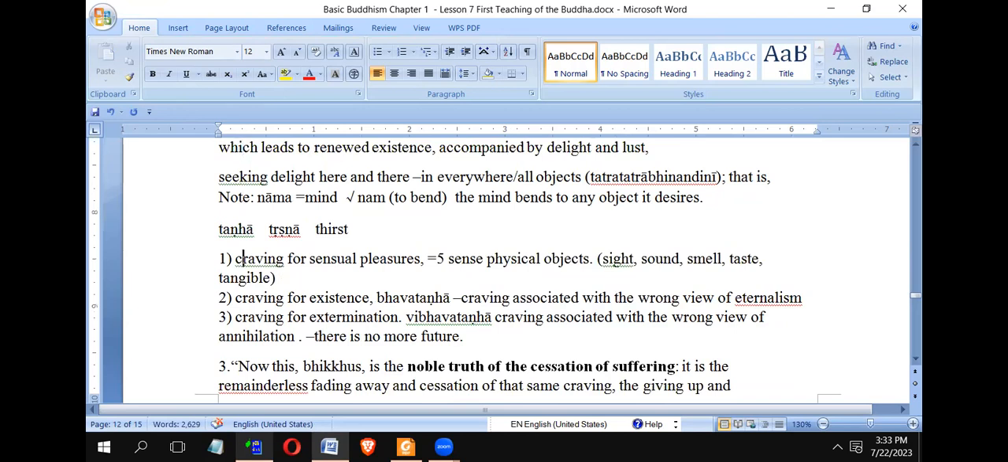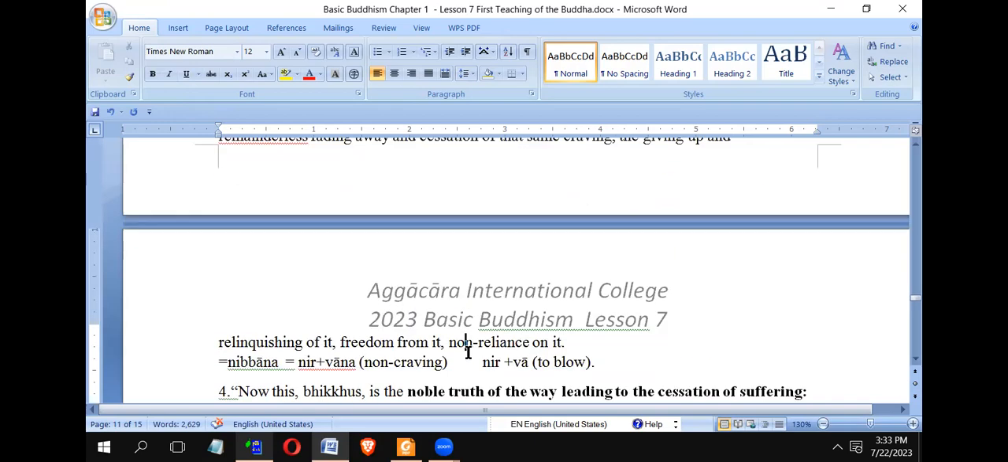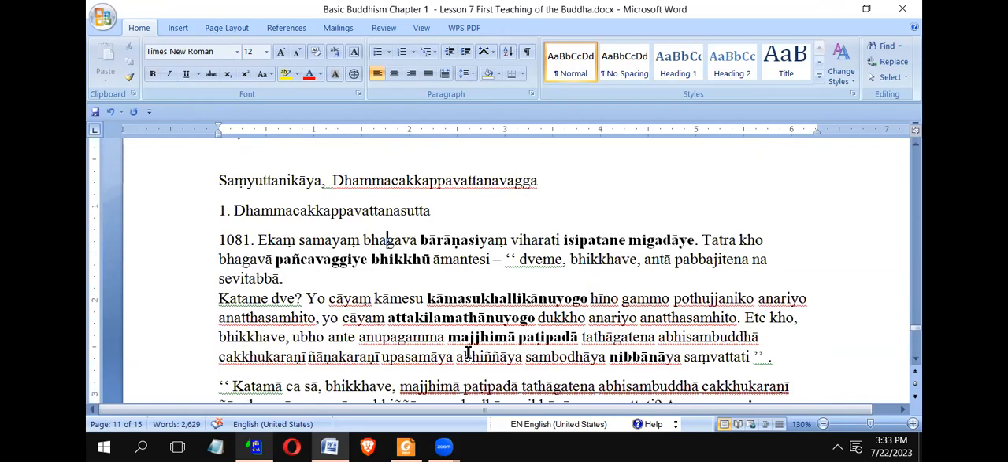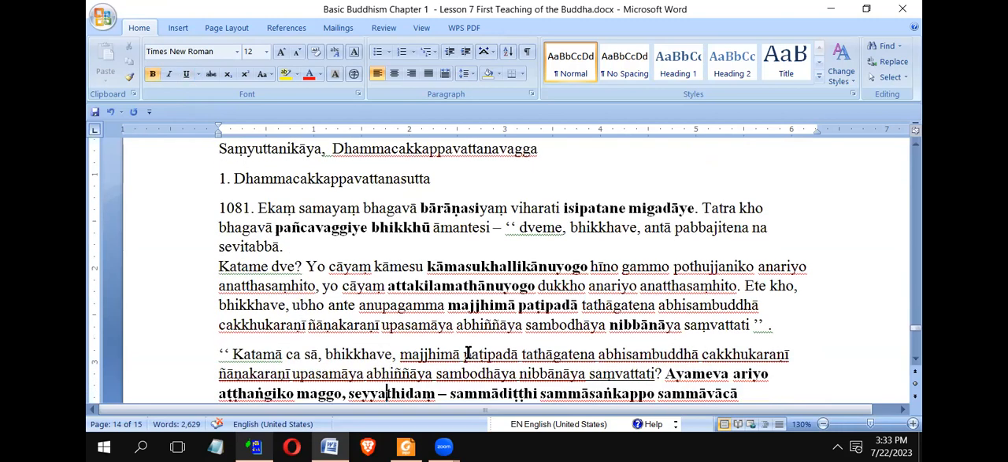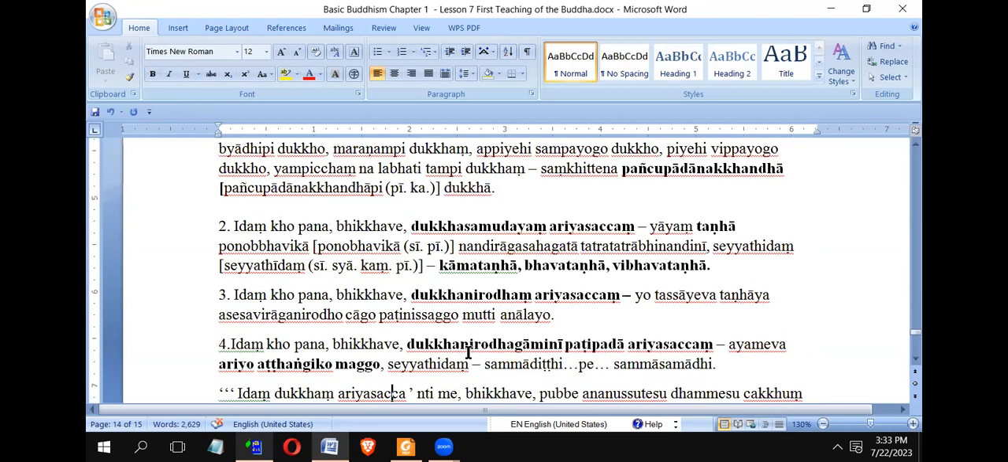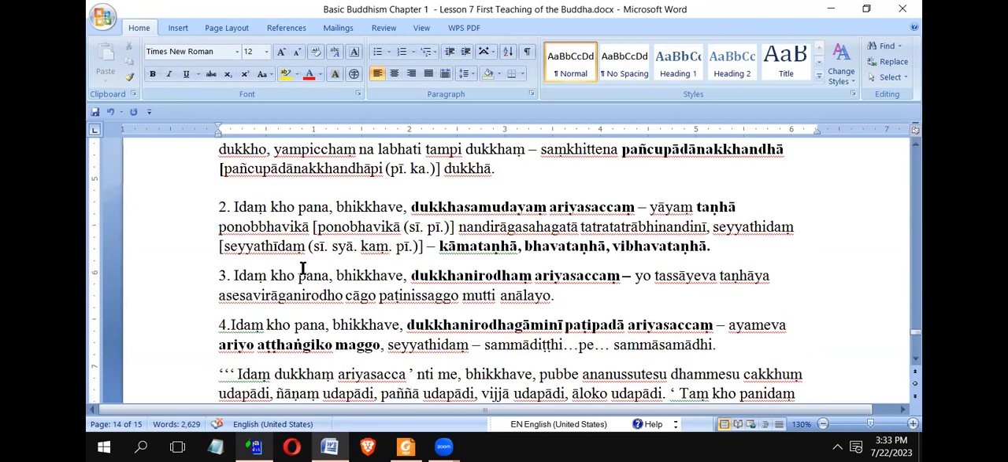Okay, now craving: sensual desire, sensual pleasure, existence and extermination. All right, clear? Okay, now let's go to the Pali, because when we learn from the Pali it is clearer than starting from the English, because there are always different translations for one word. Now, this is easy.